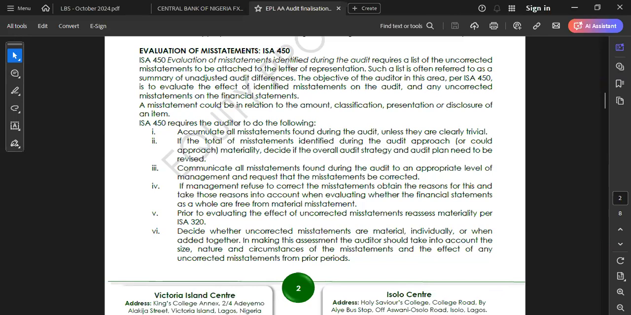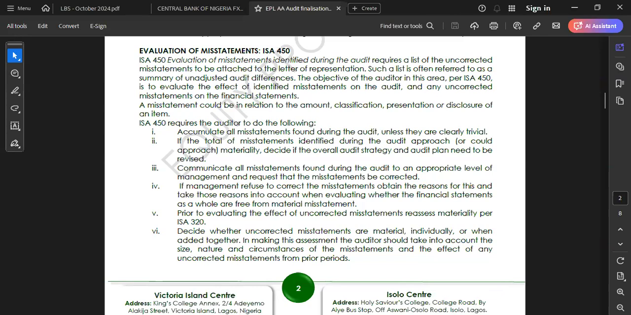So ISA 450 is saying that when the auditor is rounding up the audit, the auditor should get a list of all uncorrected misstatements. There are many misstatements that will have been identified, whether they are material or not material. Usually the immaterial ones will not be corrected because they don't have impact on the financial statement. But the auditor will still need to list them and attach them to the letter of representation gotten from management. Such a list is what is called the summary of unadjusted audit differences.